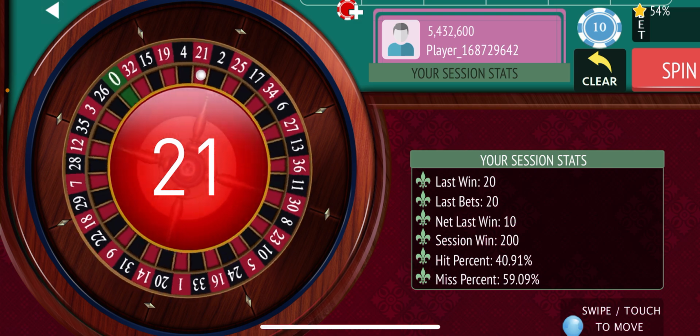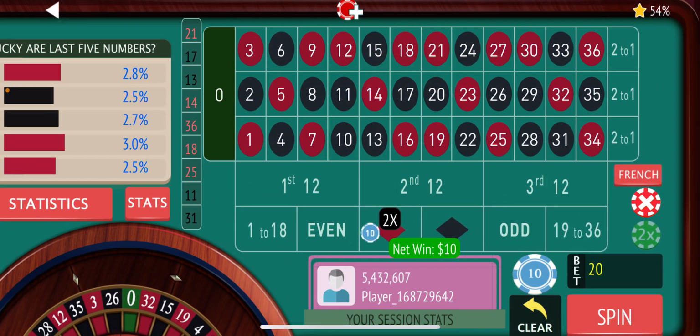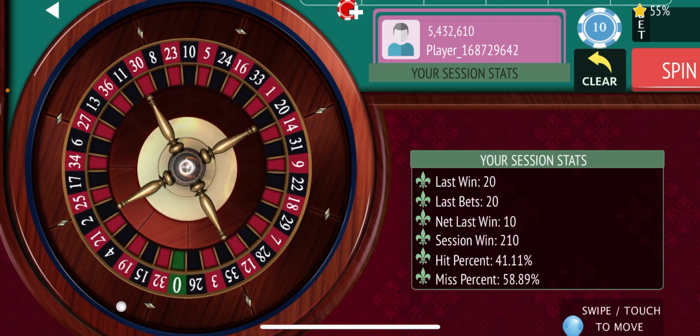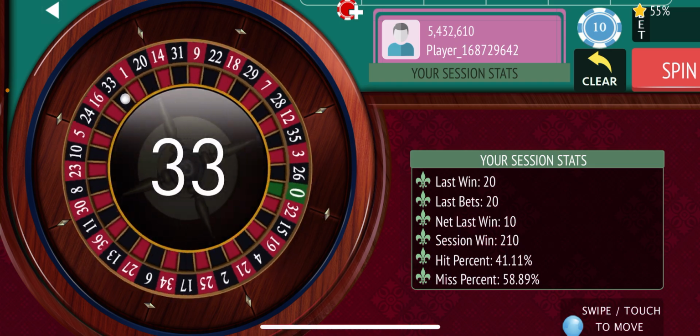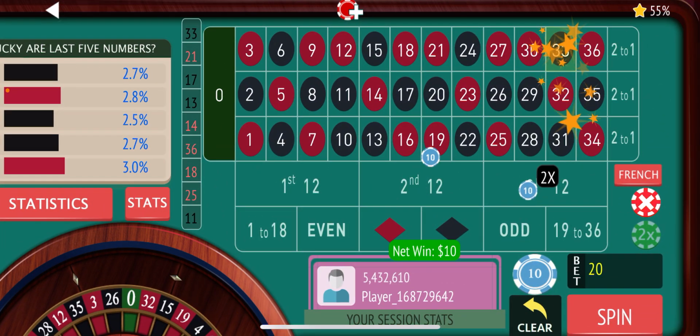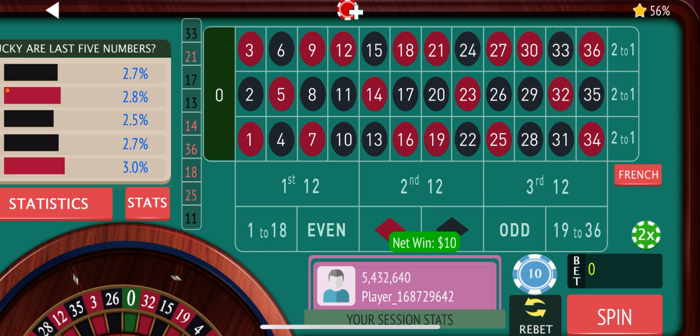I'm not dismissing it, but there are times where you get in a bad streak. So rebet, we won that one again. We're up to 10. Our next session profit goal will be $250. And again, all these variations, that's another win.